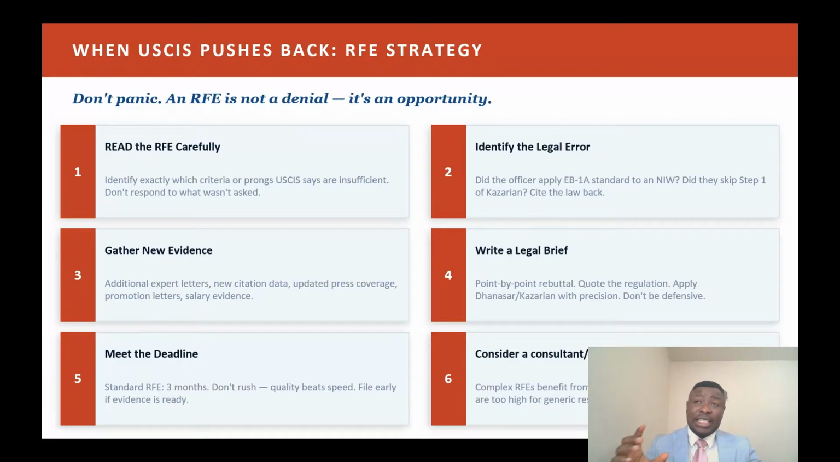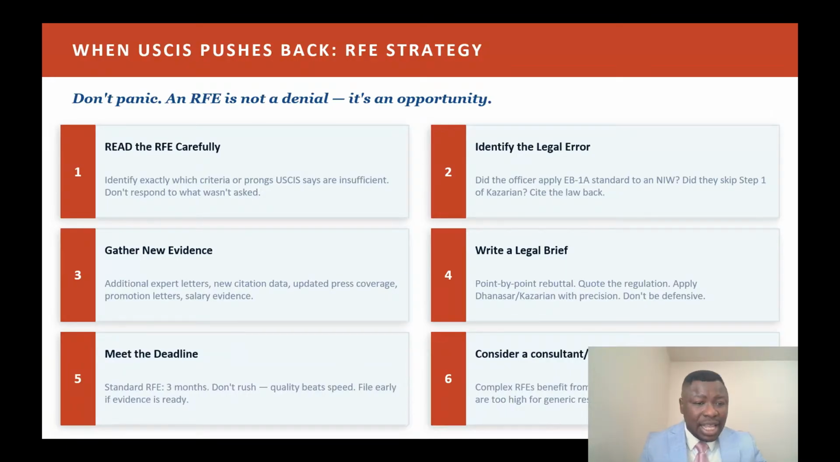So what I did was to cite the law back to the officer that, no, you are saying that this person did not have original contribution or major significance. This person is filing for EB2, not EB1. That is EB1 standard, not EB2. So you need to try to identify if there is any legal error.